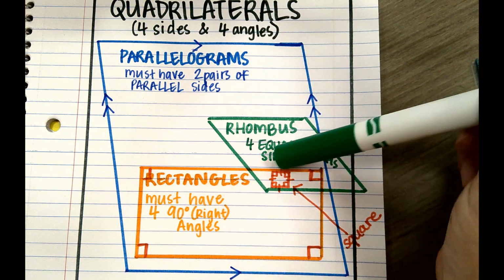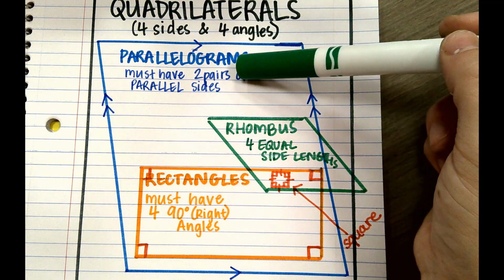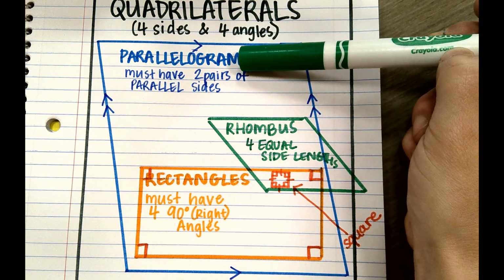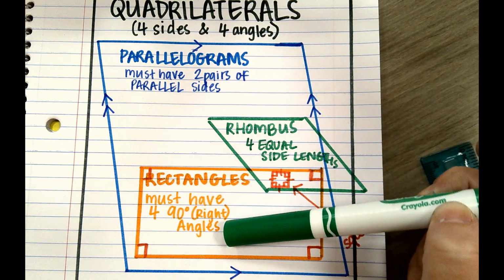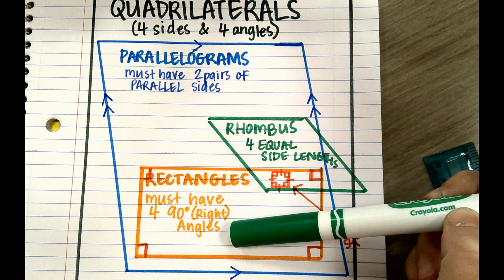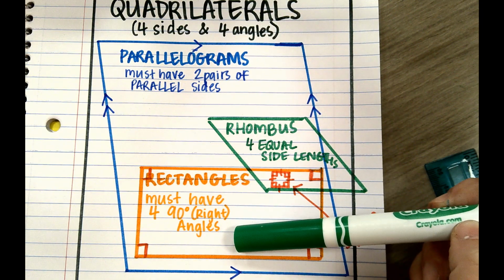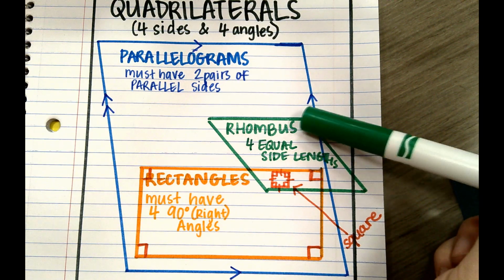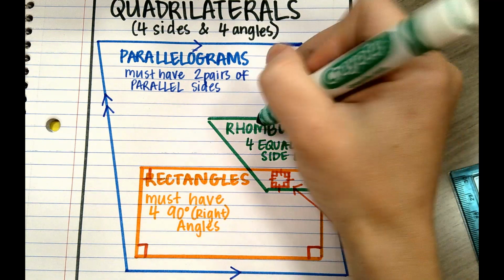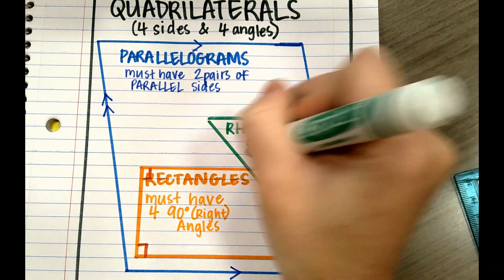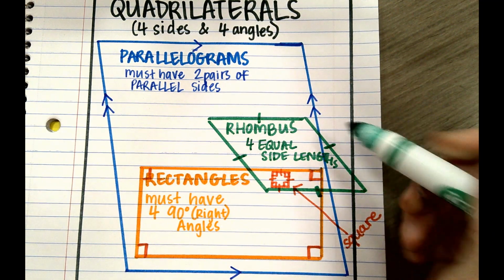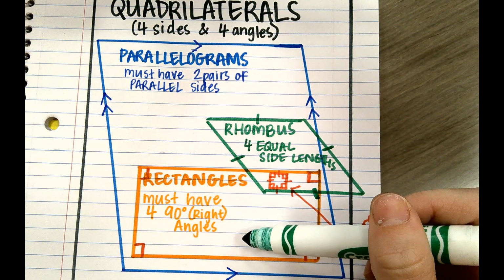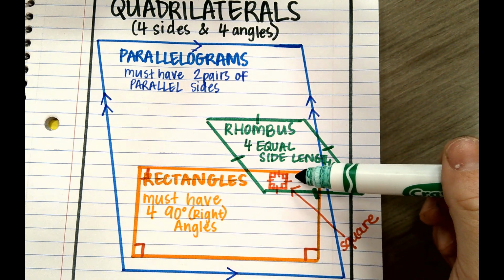Now, a rectangle and a rhombus also have the 2 pairs of parallel sides like a parallelogram, but they get even more specific. A rectangle also has to have 4 90-degree angles. A rhombus doesn't have to have the 90-degree angles, but it does need 4 equal side lengths. Now, if you have 4 equal side lengths and 4 90-degree angles, then you have a square.